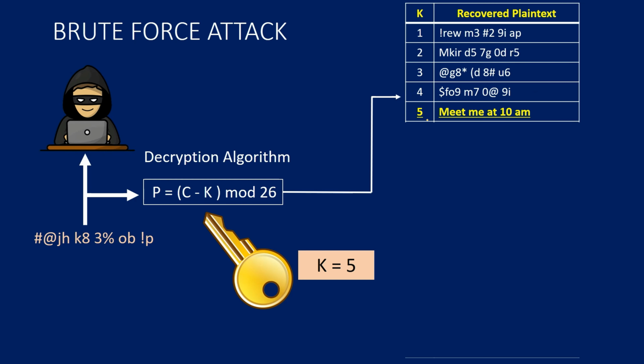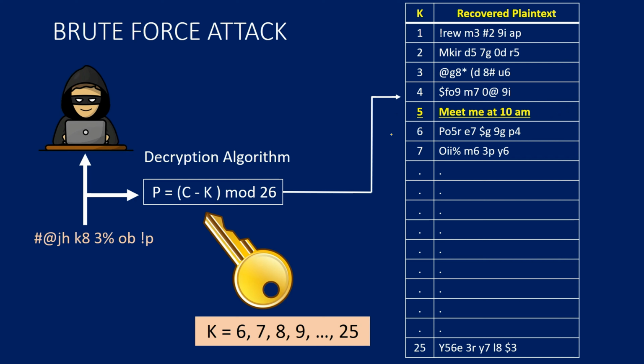Therefore, he moves to the next key, that is K equal to 5. And the attacker has recovered the sentence, meet me at 10 a.m. As you can see, he got a sensible message. That means key K equal to 5 is the correct key. If he was unsuccessful in recovering this message here, he would have moved on to use key K equal to 6, 7, 8 and so on till 25 in case of Caesar Cipher, because Caesar Cipher uses a finite field of 26 numbers. Therefore, the key is ranging from 1 to 25.